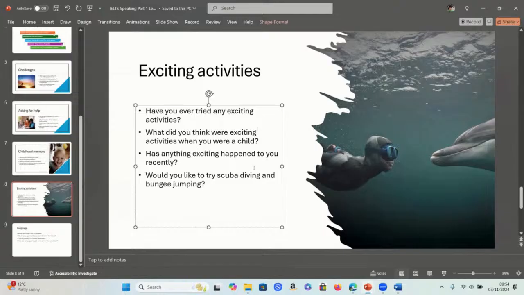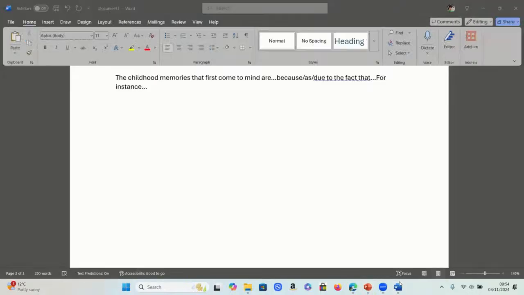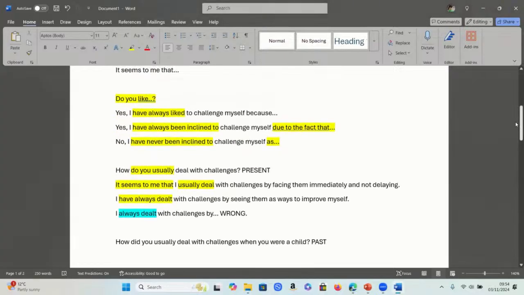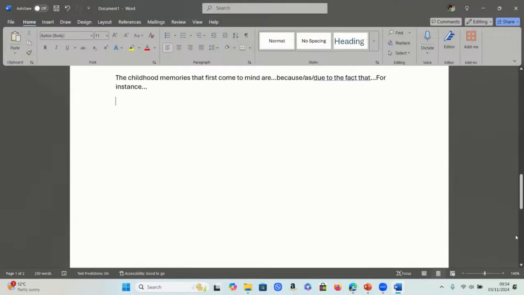And then the last question is a "would you like" question, but not "do you like", because they test the difference between "would you like" and "do you like". So "would you like" is possibly about the future. And what do we say for "would you like"? Yes, I would. It seems to me that I'd. So what they want to do there is they want to hear the I'd.